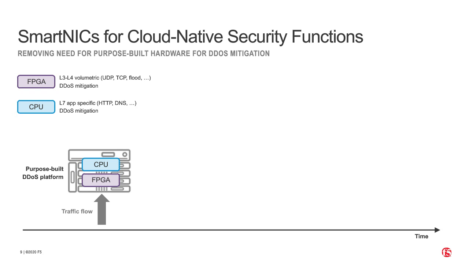The FPGA will help you mitigate a volumetric DNS UDP flood, if you will. And the CPU will help you mitigate against a more sophisticated DDoS attack. Think about DNS random subdomain attacks. Think about DNS tunneling, which is DNS abuse. So that's typically how our customers have been deploying these types of solutions.